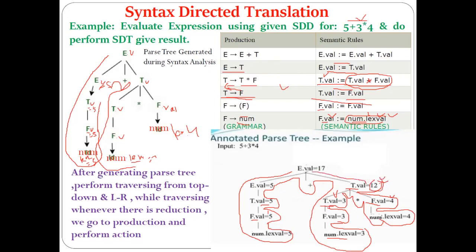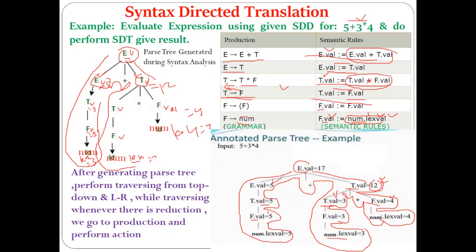Now you have reached our main root node. Now if you want to evaluate this e dot val, here you have 4, and here you have got the 12. And now how do you evaluate this final root node? These nodes should be already visited. And this root node says this node can be evaluated by using these two nodes, e dot val plus t dot val. So using this grammar production and this semantic rule, if you want to get the value of e dot val, then you have to perform e dot val plus t dot val.